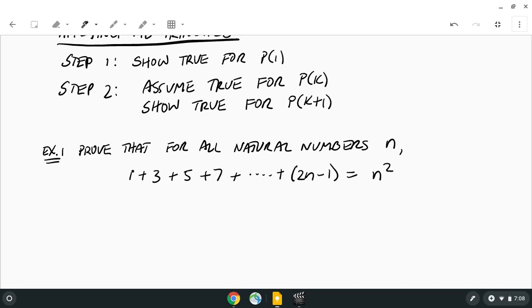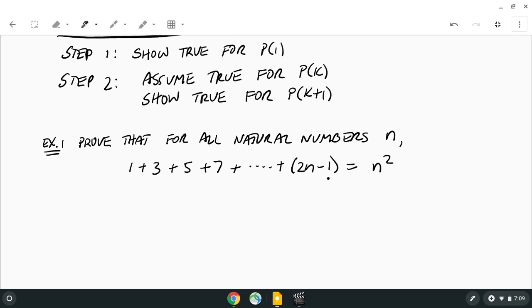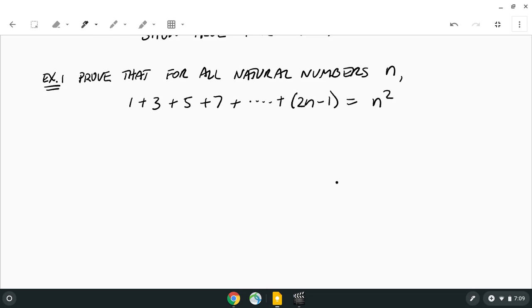So if you add the first term, well, that's just 1. That equals 1 squared. If you add the first 2, you should get 2 squared. 1 plus 3 is 4. If you add the first 3, you should get 9. If you add the first 4, you should get 16. If you add the first 5, you should get 25. If you add the first 6, you should get 36. And we can kind of see that it's true for these first 4. But what we need to do is prove that it's true for all numbers. And we use math induction here.